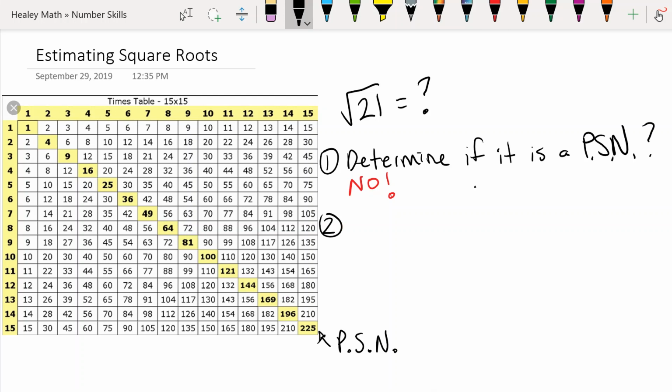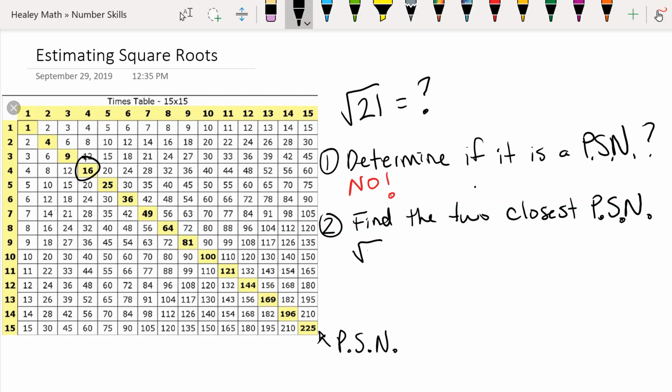Next, we must look to find the two closest perfect square numbers. Looking at the chart, we know that the square root of 16 and 25 are the closest perfect square numbers.